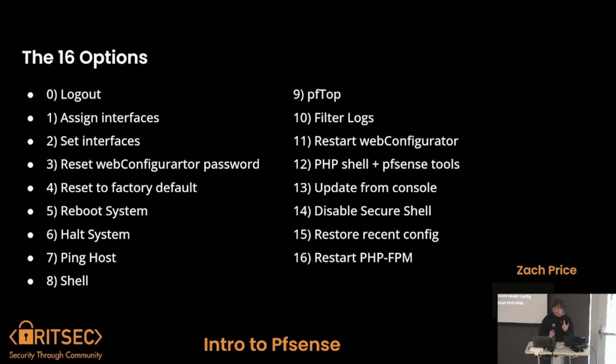7 is just a ping. It just lets you type in an IP address and it pings out. 8 is the shell, and we'll get to that. 9 is pftop. Pftop is, in my opinion, a better netcat. So if you want to see what connections are currently happening on the pfSense box itself, it's a really good way to see established connections and things like that.